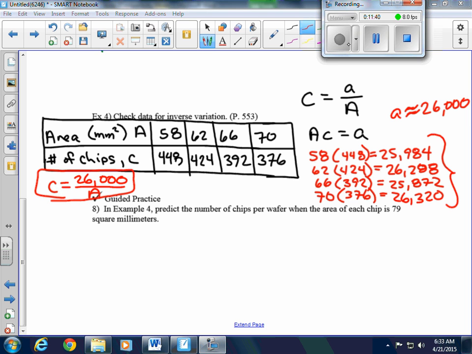The next thing they're going to ask us in this question is to predict the number of chips per wafer when the area of the chip is 81 square millimeters. So now all we have to do is plug 81 in here. And we're going to see that the number of chips is approximately 321.